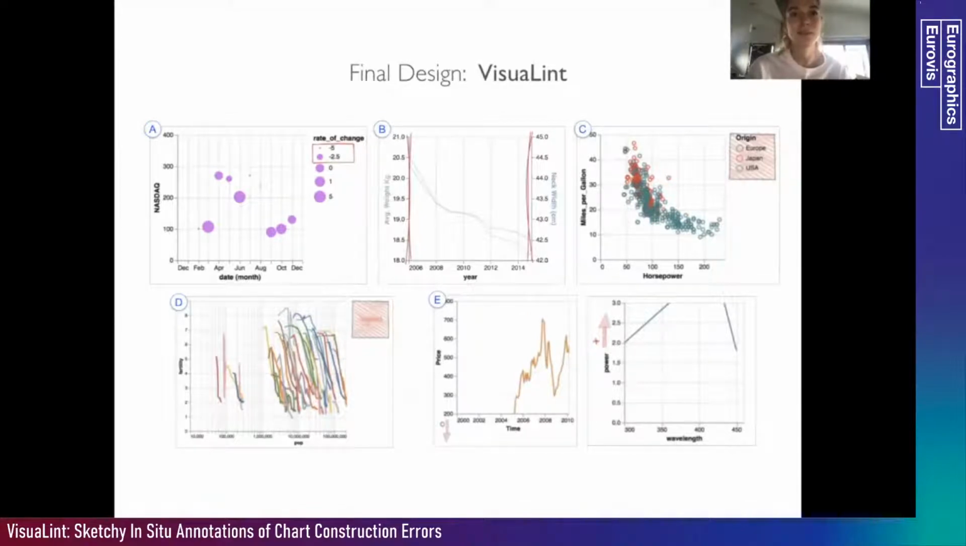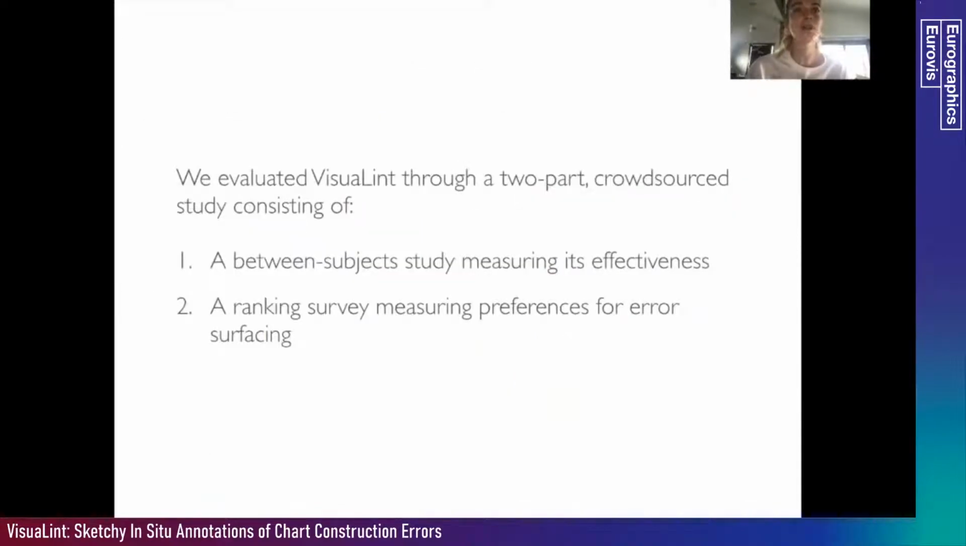Its focus on sketchy rendering made it easier to question a chart's authoritative nature and to differentiate between the chart and the lint. We evaluated VisualLint through a two-part crowdsourced study consisting of one, a between-subject study measuring its effectiveness, and a ranking survey measuring preferences for error surfacing.